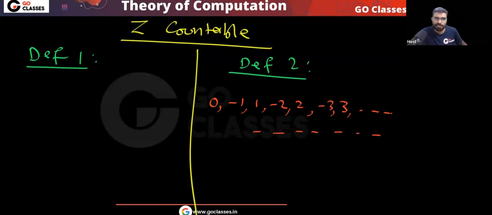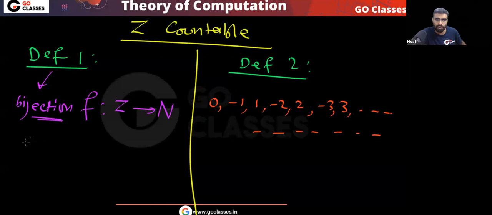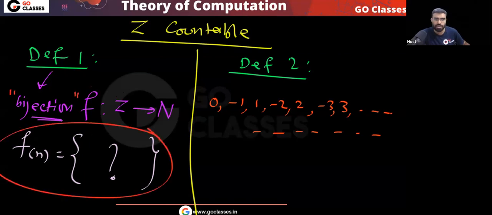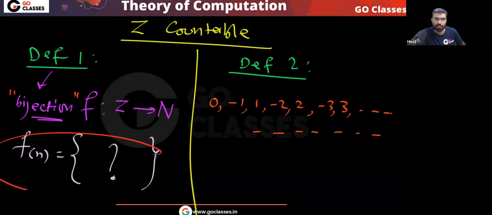But in the definition 1, you have to give a bijection. Yes or no? You have to prove a bijection from Z to N. Some rule you have to give. For example, what will be Fn? Yes or no? Agree with me? In the definition 1, you have to give a bijection, means this type of rule you have to give.